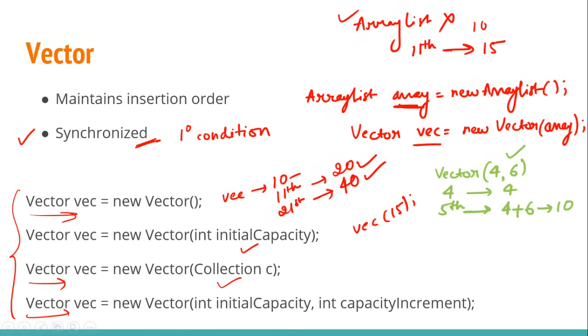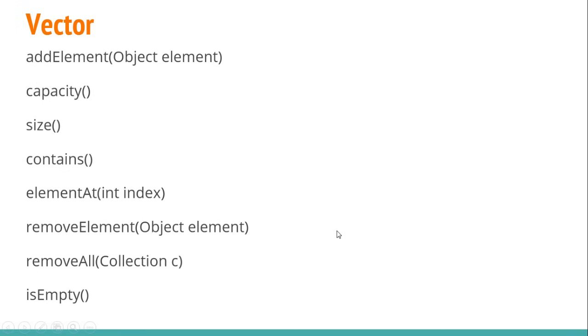Similarly, when all 10 elements are added, if you try to add the 11th element, the capacity would become 10, that was the initial capacity, plus again the capacity increment, that is 6. So now the size would become 16. All right, that is how this variation of vector construction works. Cool. Now let me go further to the functions.